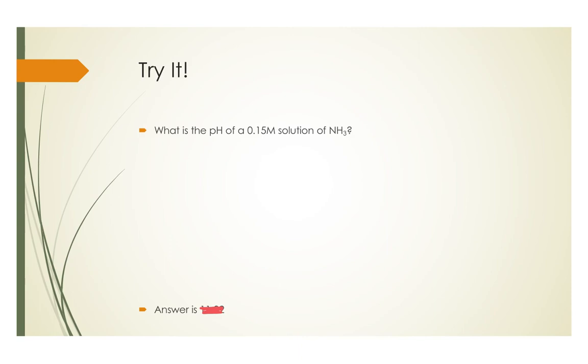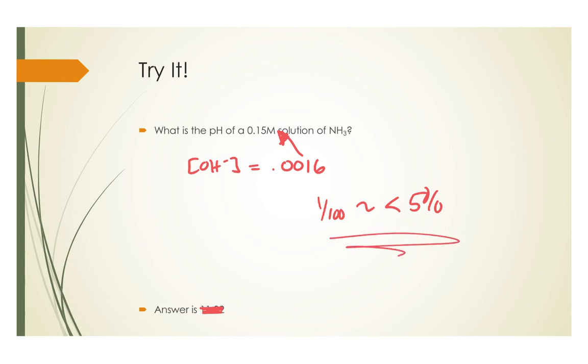To justify this, we can look and see that the concentration of OH was about 0.0016 relative to the initial concentration of 0.15 molar. That's about 1/100th of that. So again, way less than 5%. So our justification of simplifying and just using 0.15 rather than 0.15 minus X was justified.